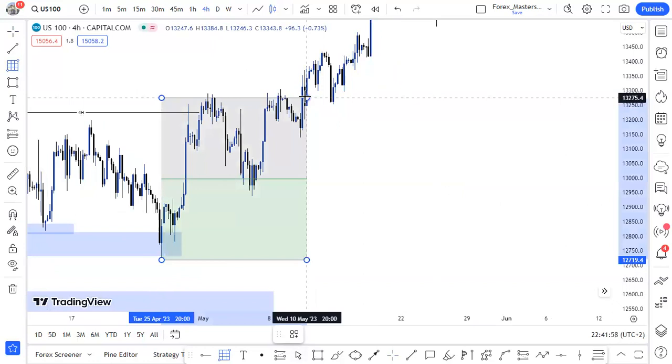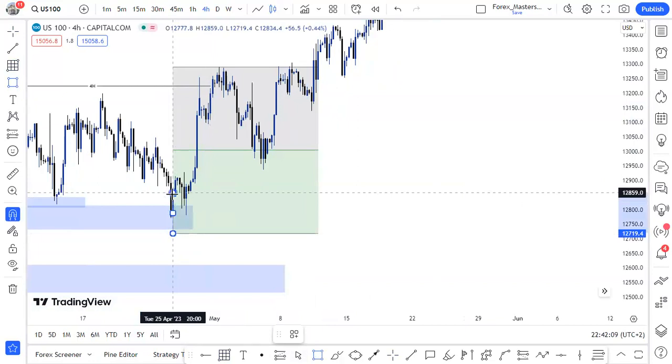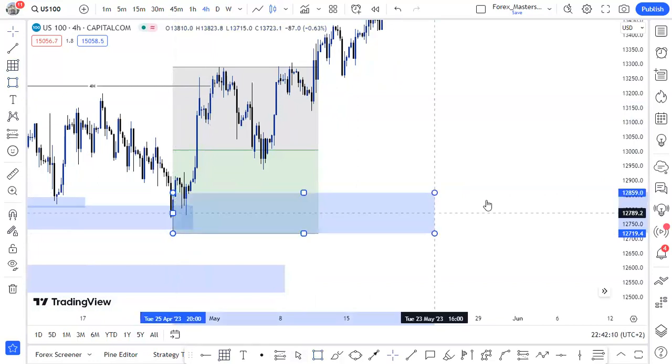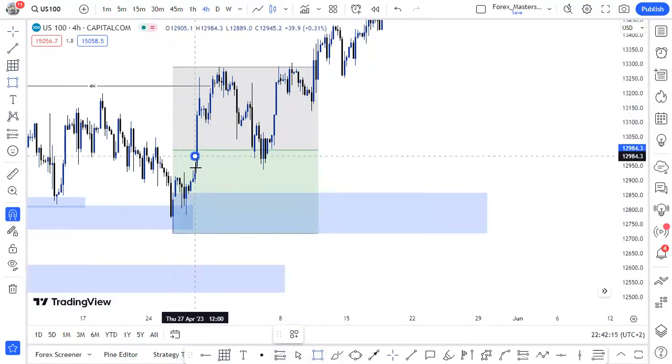So again, we take our gun box like this, and we wait for price again to do what? To pull back. And it will keep on doing the same things over and over again. It's the same thing. So here, again, we pick these two weeks as a zone.